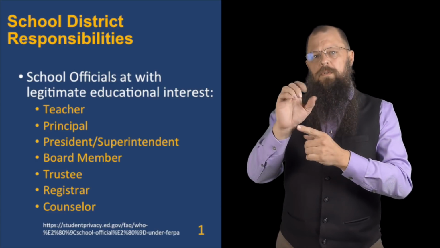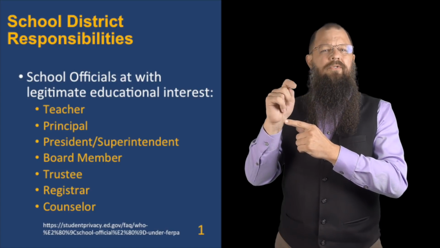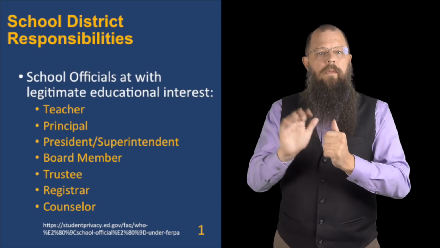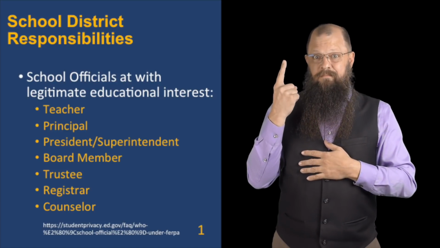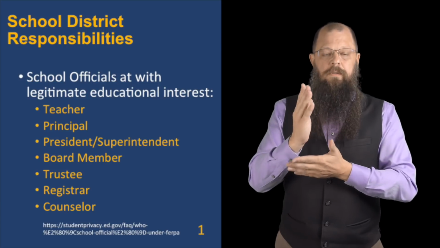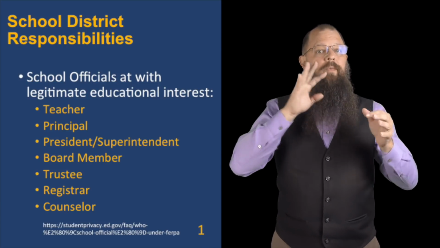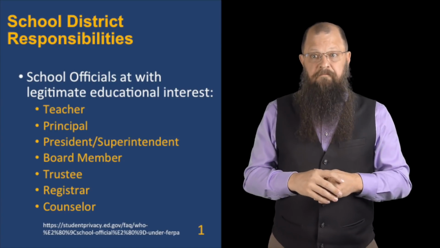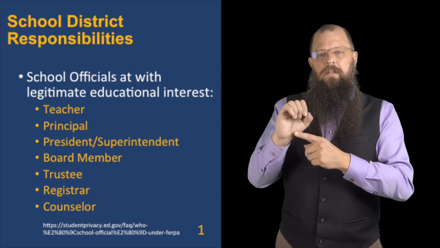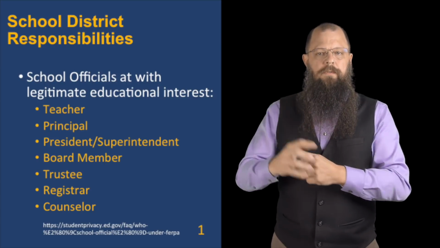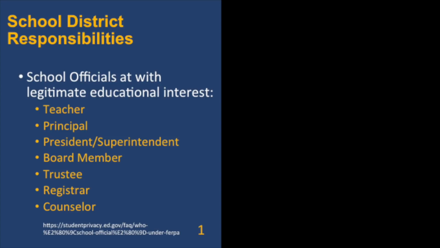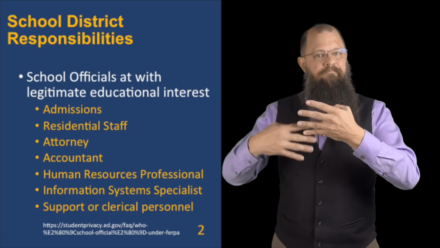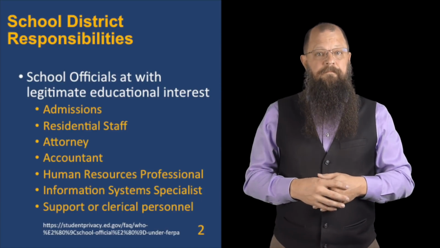Individuals listed here are school officials with legitimate educational interest, meaning they have a right to know about that student's information to assist with their education. However, not all have the same right to this information. The governing board and the administrative level determine how much information they need to know. These individuals listed here have a legitimate educational interest. Other individuals who are school officials with legitimate educational interests are as follows.